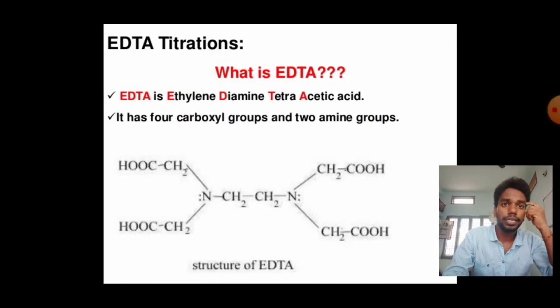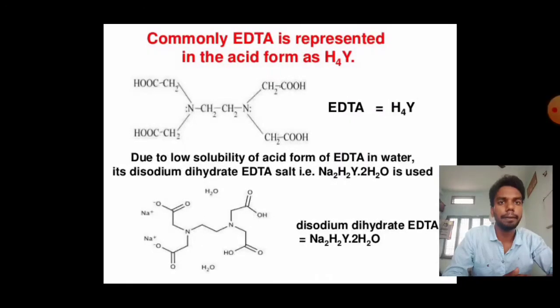Here, EDTA titrations. So what is EDTA? I told you, EDTA is a hexadentate ligand because it has 6 lone pairs of electrons. Ethylene diamine tetraacetic acid has 4 carboxyl groups and 2 amine groups. From the 4 carboxyl groups it donates 4 lone pairs of electrons from 4 oxygen atoms, and 2 lone pairs from 2 nitrogens. See the structure here. So this is a hexadentate ligand.